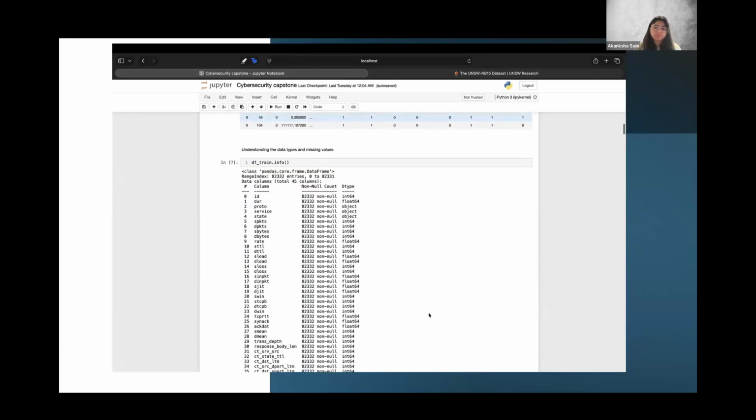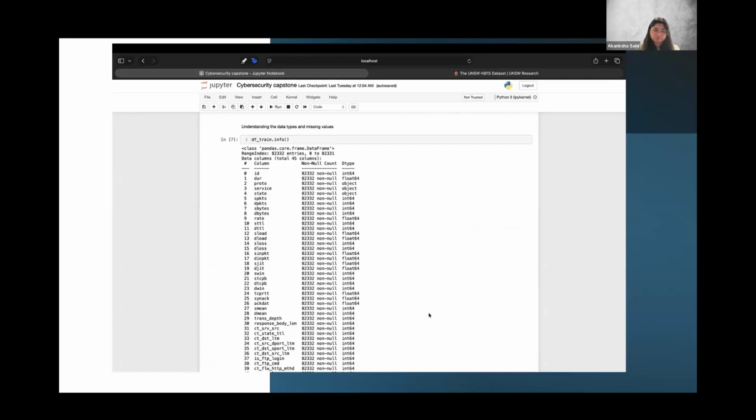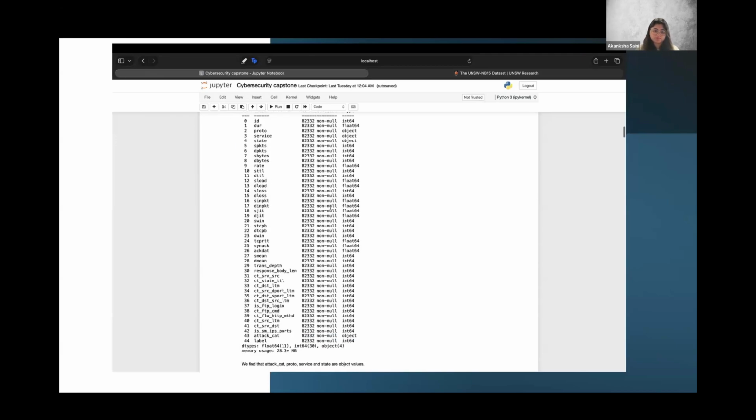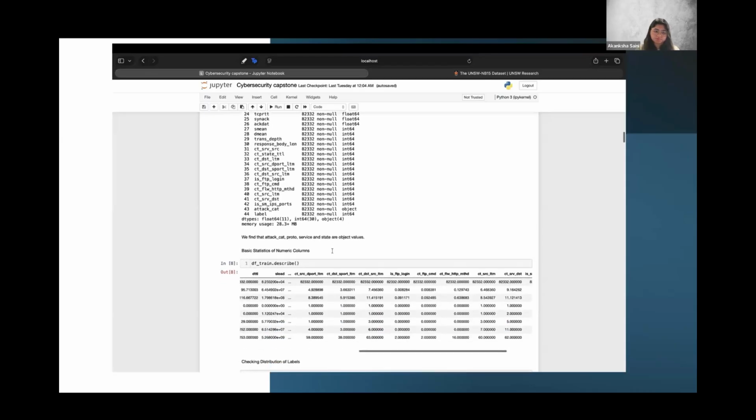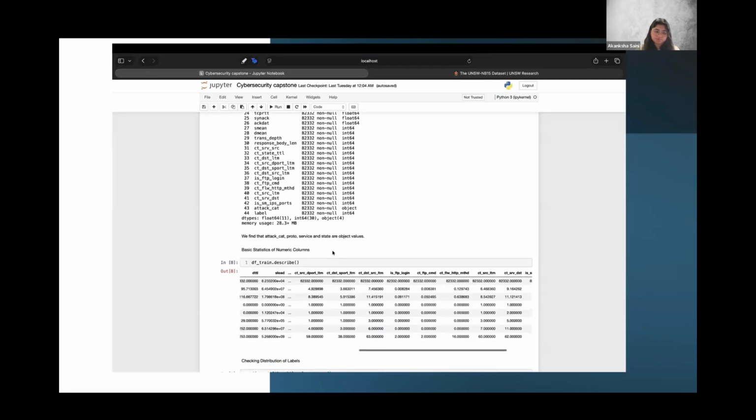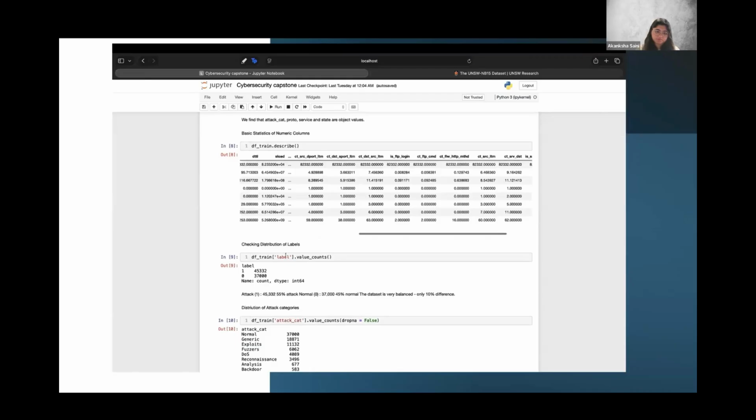So before modeling, I wanted to know more about the data set. To understand the statistical properties, I used the info command to check the data types and then if there were any null values that needed to be imputed. Next, we checked the labels.